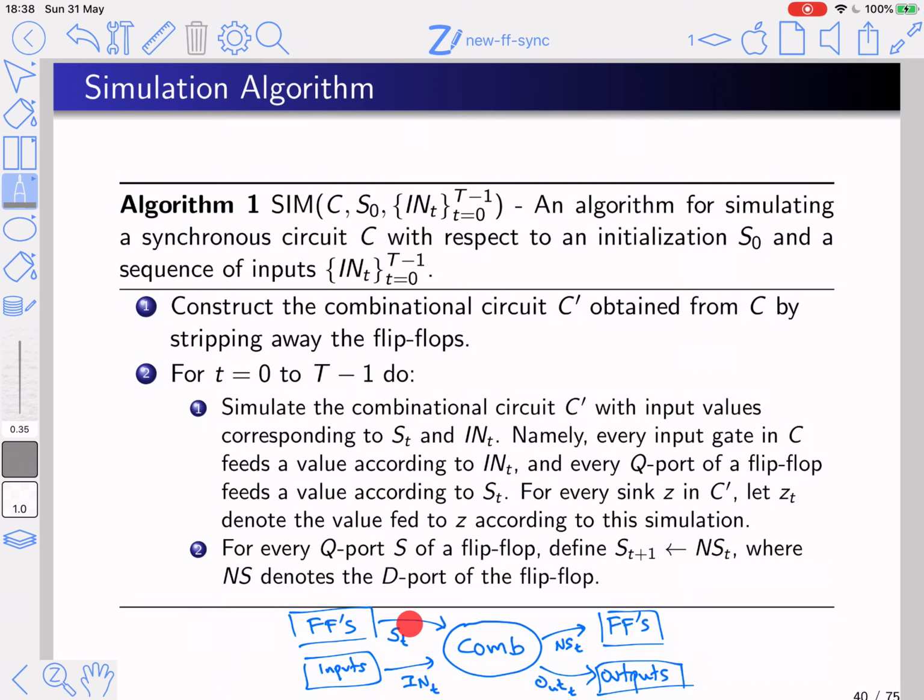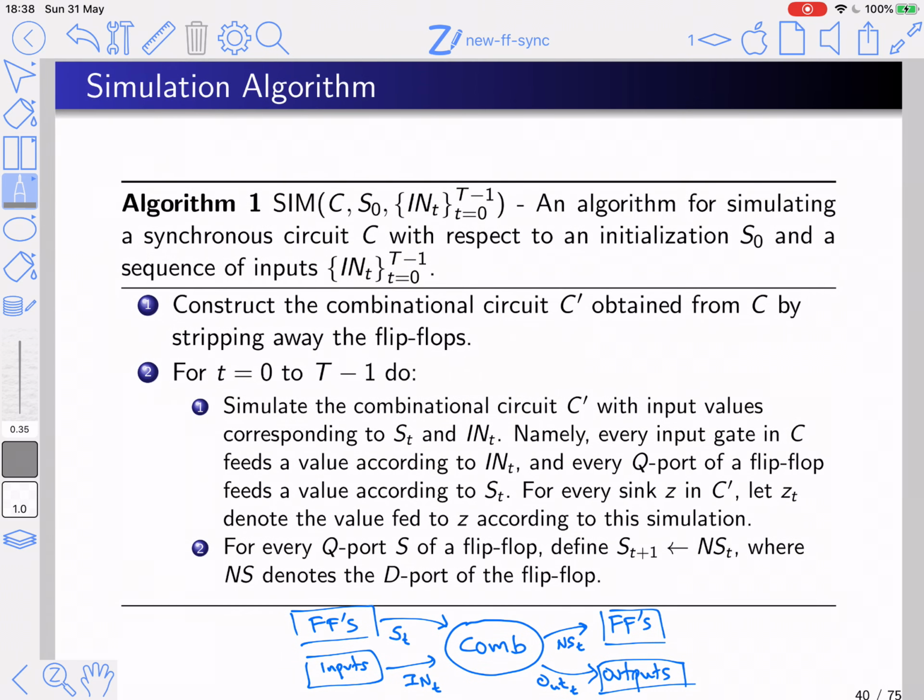Okay? So the idea is I do the reduction from a synchronous circuit that contains flip-flops to a combinational circuit which is fed by flip-flops and inputs. And then I just do the simulation of the combinational circuit cycle by cycle.